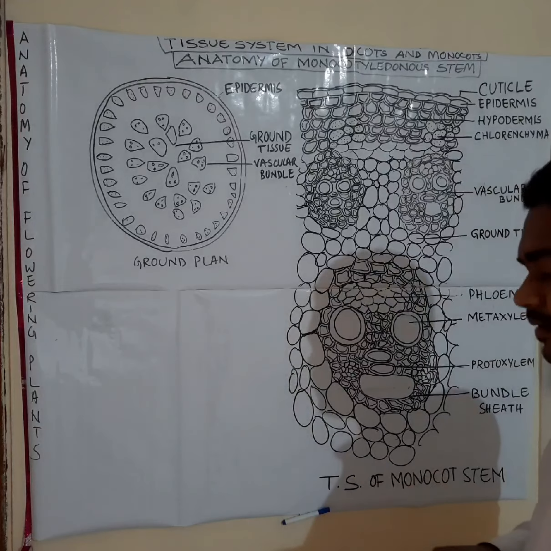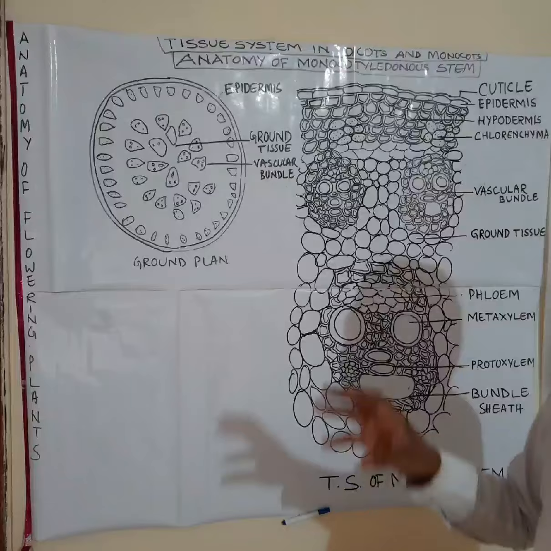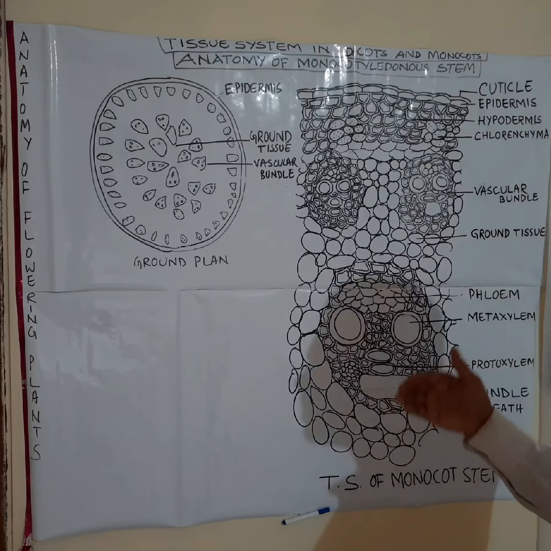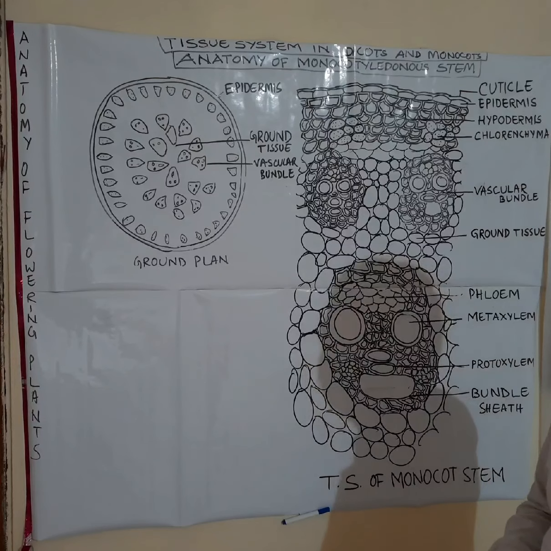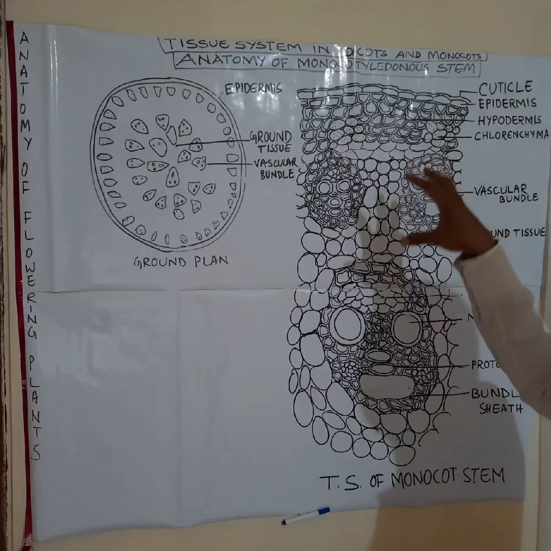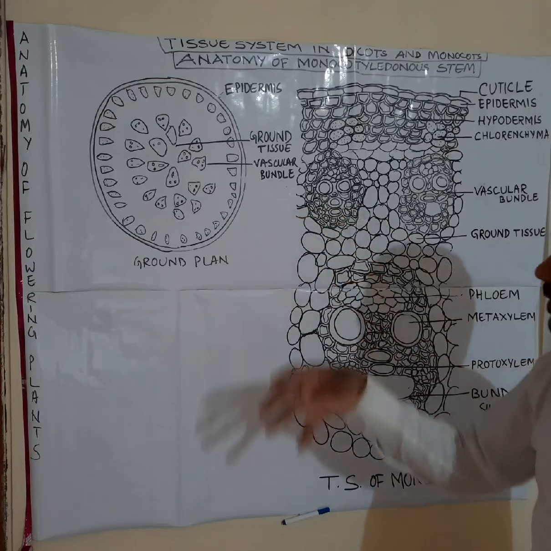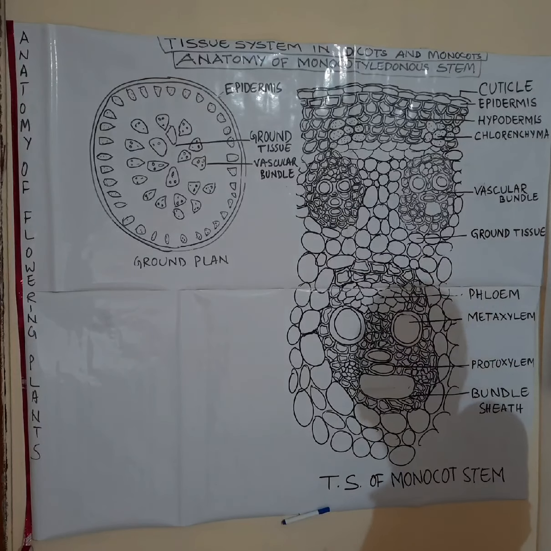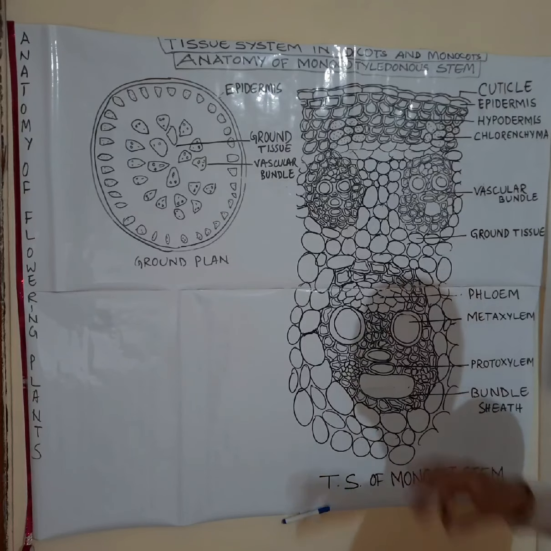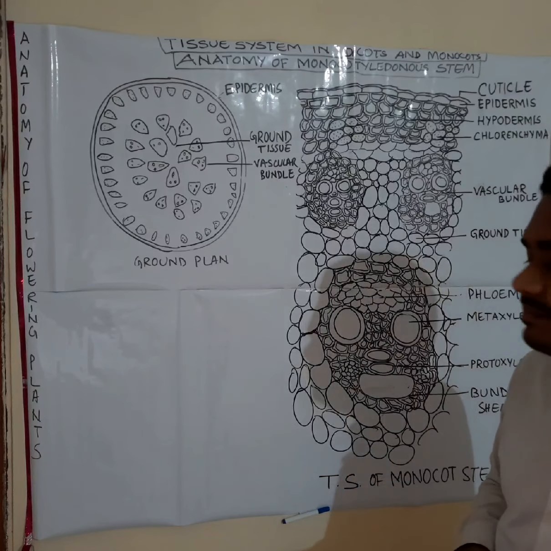This transverse section of the monocot stem is prepared by cutting thin slices of the monocot stem, and after adding the appropriate amount of dye substance, it was observed under the compound microscope, and these were the structures. These are the arrangement of tissues which was found during the observation under the compound microscope. So let's see how these tissues are arranged in a monocotyledonous stem.